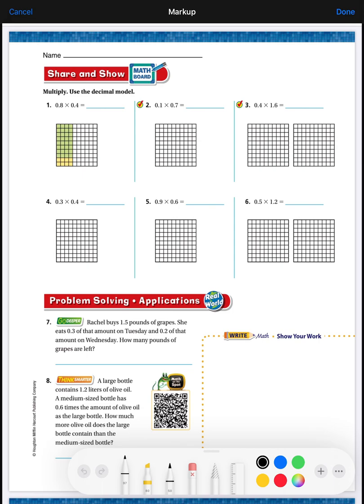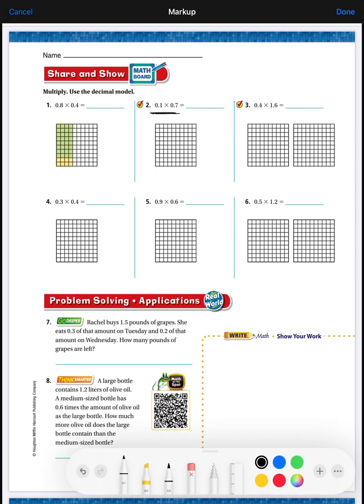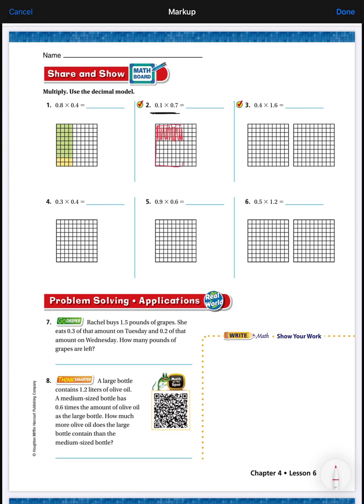Let's look at number 2. We have 0.1 multiplied by 0.7. So I want to look and focus on, we're going to use this little picture or diagram. I want to focus on that bigger decimal first. So my larger decimal is 0.7, okay? I'm going to shade in 7 columns, okay? And I'm going to use red to do that. So I'm going to shade in 7 columns. 1, 2, 3, 4, 5, 6, 7, all the way down. Okay, 7 columns I'm shading in red.